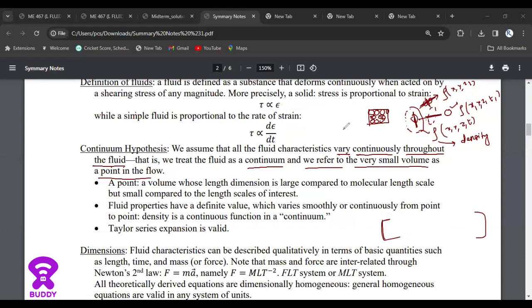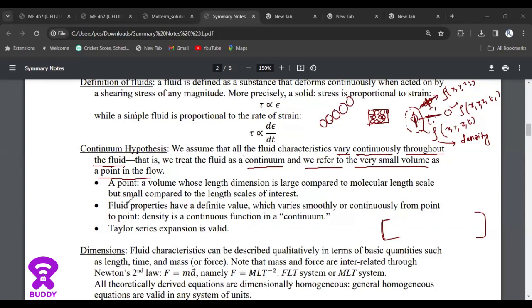So to avoid that problematic situation, we basically think, even if there is a gap, that there is no gap. We think the fluid particles are also continuous like this. There is no gap, right? So here, that is what they have mentioned. We assume that all the fluid characteristics vary continuously throughout the fluid. That's why we treat fluid as a continuum, continuous, right?